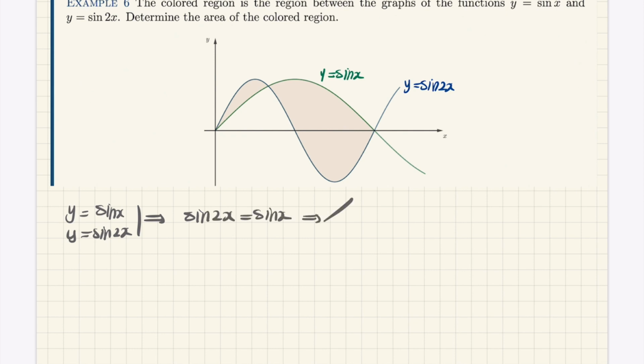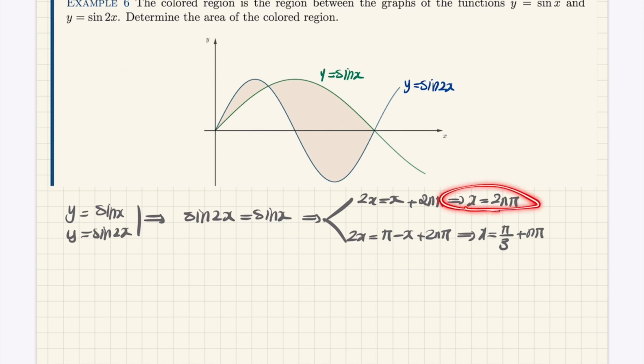If two sines are equal, either the angles are the same, of course plus 2n pi, or one angle is pi minus the other one plus 2n pi. So from here I get x is 2n pi. I moved x to the left. From here, when I move x to the left, it becomes 3x, and I divide by 3. It becomes pi over 3 plus n pi. Okay? Of course, how many answers do I get? I get infinitely many answers, one for each choice of n here, one for each choice of n here.